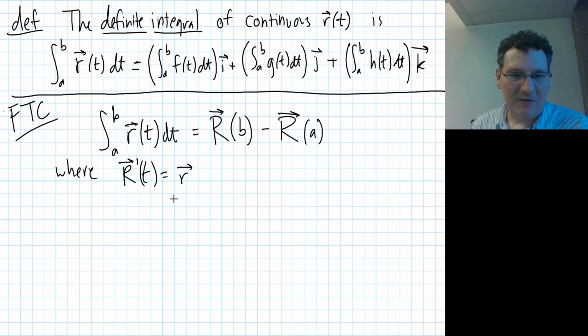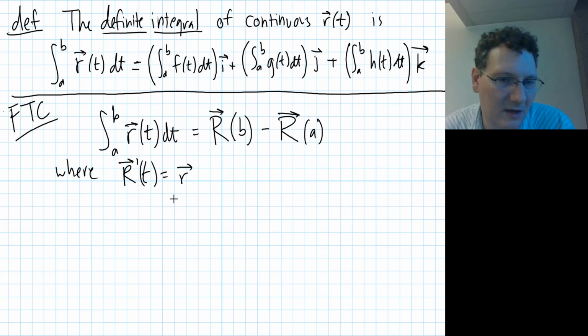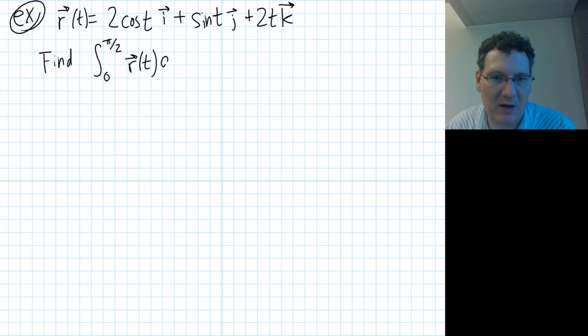So the fundamental theorem of calculus for vector functions can be written like this. The definite integral of r of t from a to b is going to be capital R of b minus capital R of a, where capital R is the antiderivative of r, meaning if you take its first derivative, you get r.